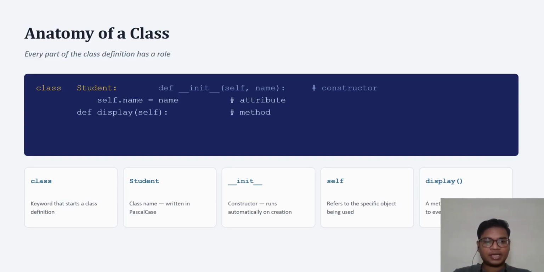So here, class is the keyword that starts the class definition. These are the basic rules you have to follow. After that, we have created Student. Student is the class name, written in Pascal case. Pascal case, you have remembered all these things. After that, there is __init__. We start with a double underscore, then init, and a double underscore, okay.